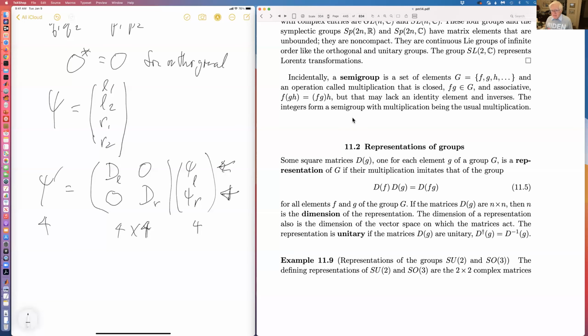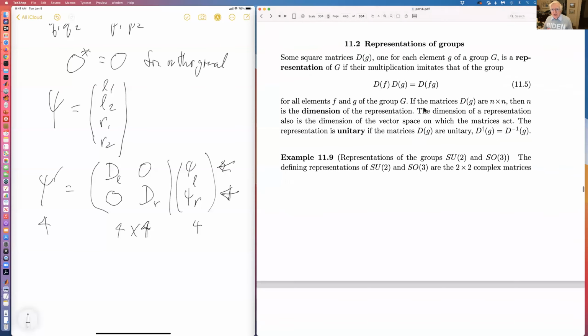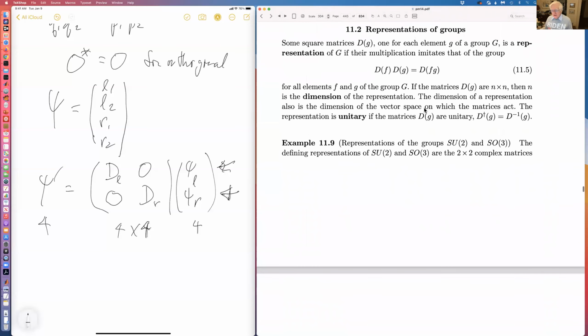So that's a simple semigroup example. Now, one of the important concepts in physics is the representations of groups. Mathematicians like to talk about abstract groups, but physicists like to compute things, and to compute things you typically need matrices or vectors or functions or numbers, at least.